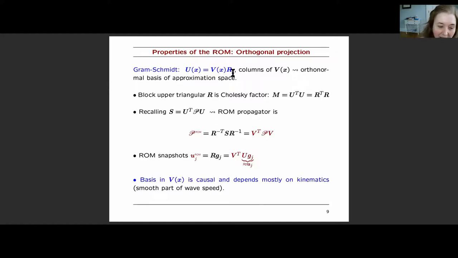Now, this R that arises in this Gram-Schmidt orthogonalization is nothing else but the Cholesky factor in the factorization of the mass matrix, which is computable from the data. And if you recall the expression of the stiffness matrix S like this, you use the Gram-Schmidt factorization in here. Then you write the ROM propagator, which I defined on the previous slide like this. So if I write R in terms of U and V, I obtain precisely this expression.